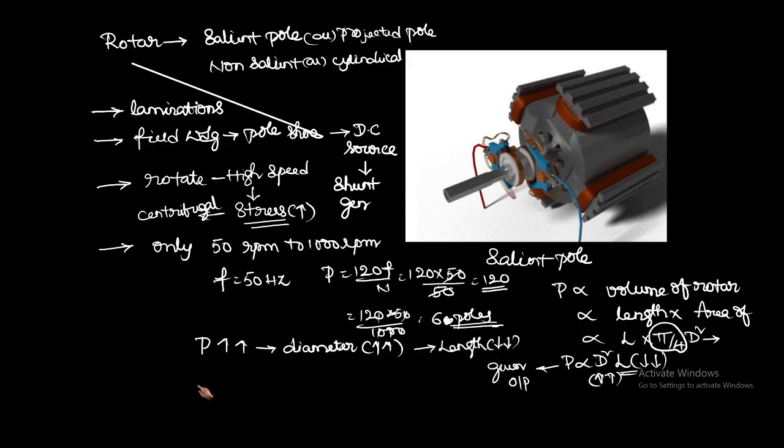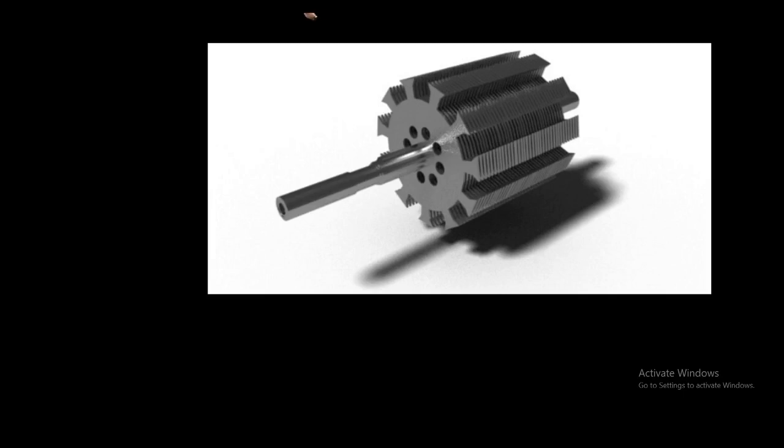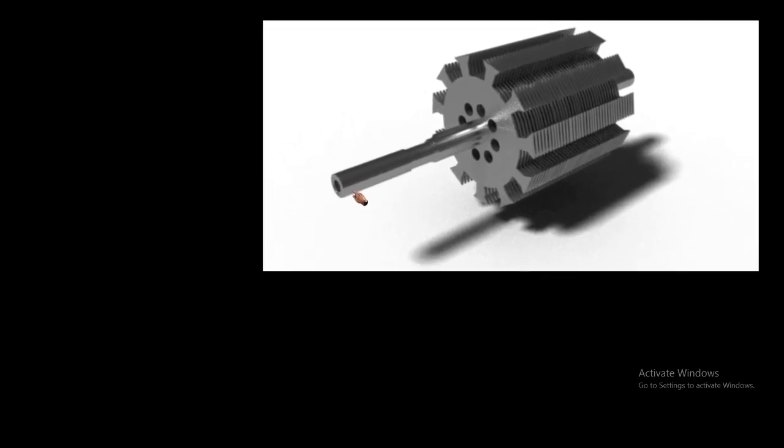So it has a larger diameter and less axial length in the case of the salient pole rotor, that is for a given power output. This is the salient pole rotor. Next we will see the non-salient pole rotor.